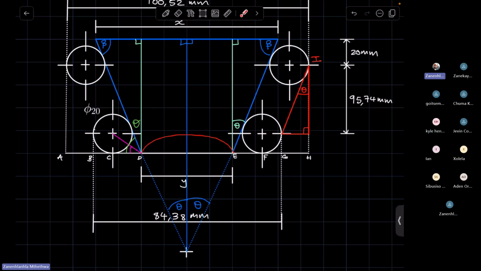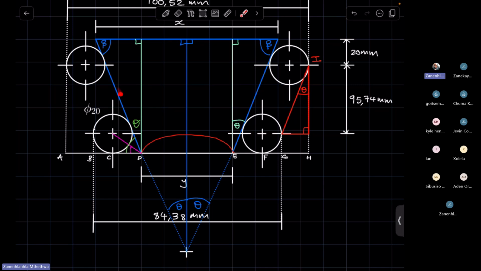Whatever perspective you look at this, you will end up with this angle being equal to beta. You can either say you have alternating angles, hence this is beta, or you can look at the fact that this angle is 90 degrees. And since we've established that this here is theta, it means this one will be 90 minus theta. 90 minus theta gives us beta.